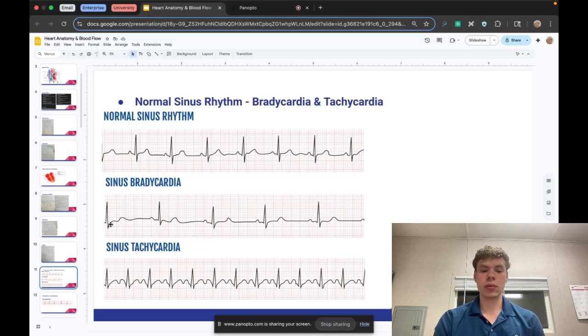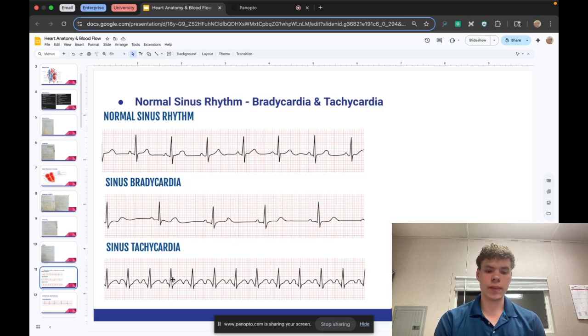But look right here. All right, you have your P wave, you have your QRS, you have your T wave, P wave, QRS, T wave, R to R is equal. But look here, there's one, two, three, four, five, six boxes separating these. 300 divided by 6 is 50. So this is 50 beats per minute. So everything is normal. It's a normal sinus rhythm, but it just has a slower heartbeat. So this will be known as sinus bradycardia, slow heartbeat.